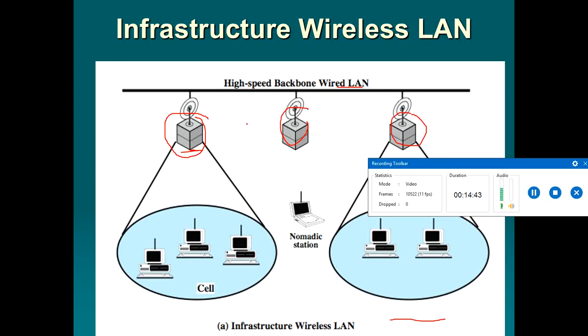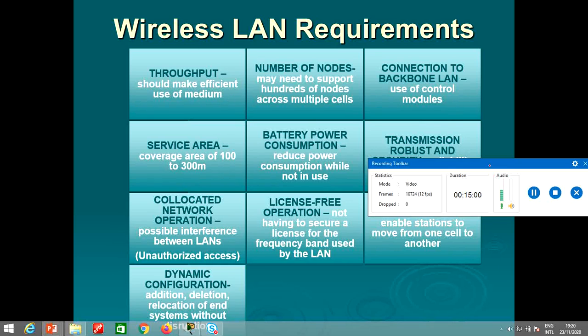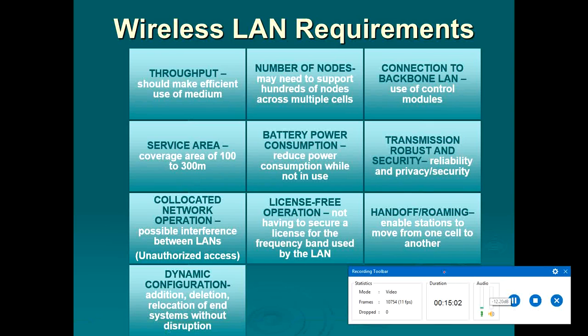Alright, so this was the difference between the wireless LAN and the ad hoc networks. Now let's talk about certain wireless LAN requirements. There are certain requirements which a wireless LAN should be able to meet. And what are these requirements? So the first requirement is throughput. Throughput means it should make efficient use of the medium. So it should make as efficient use as possible of the wireless medium to maximize its capacity.